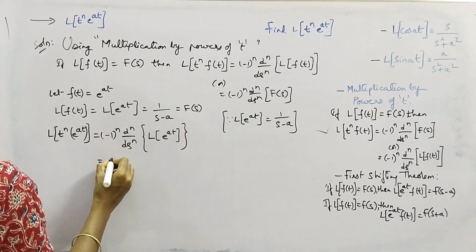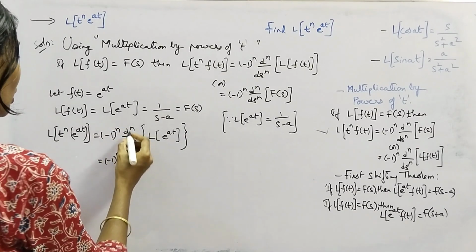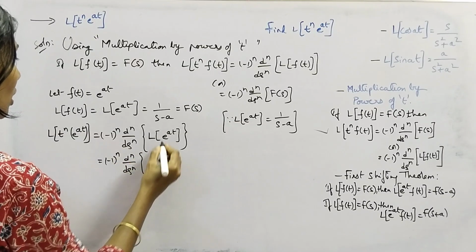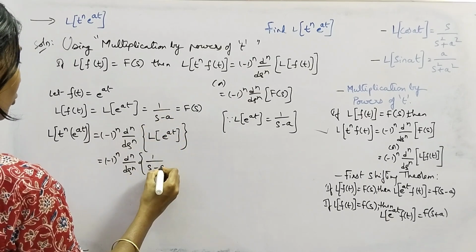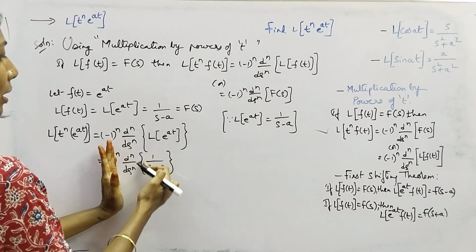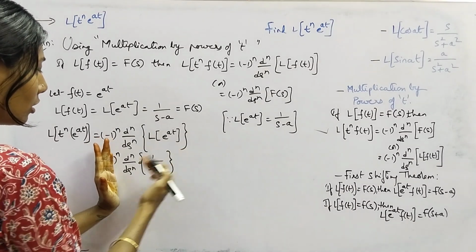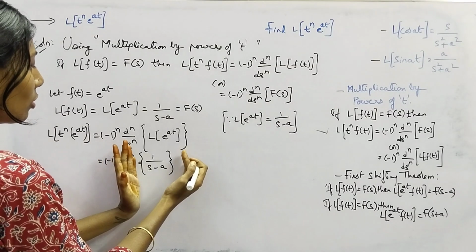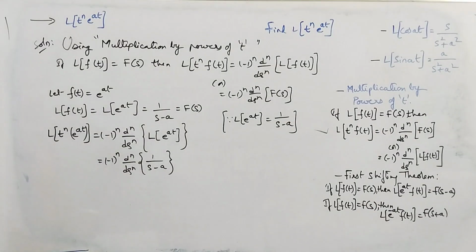This is equal to minus 1 power n. We don't know what n is here, so just write n, into d power n by ds power n into L of e power at. We got the value, so write that value. Here we are asked to find d power n by ds power n, which is the nth derivative of 1 by s minus a.